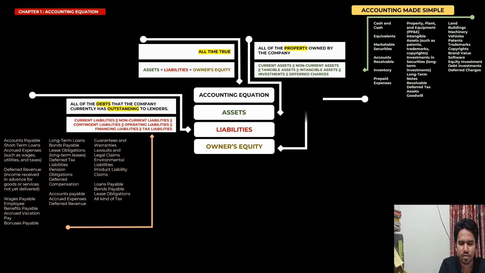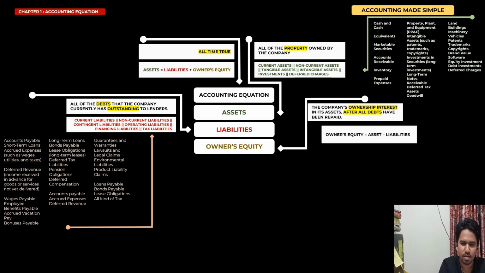Owner's equity is basically the ownership of the company. The company's ownership interest in the asset is called owner's equity. If we repay all the liability, basically all the debt, the amount left is owner's equity. In the equation, if we subtract all the liability from the asset, we get owner's equity.